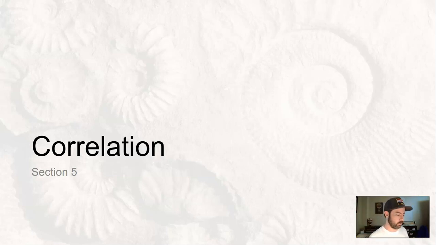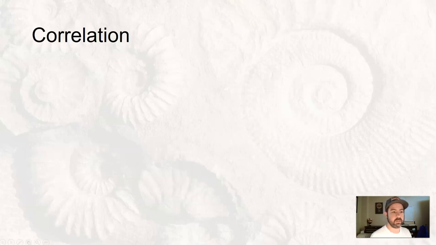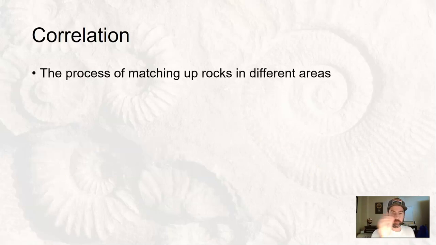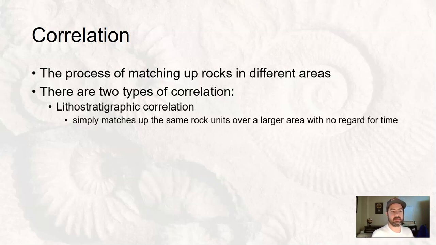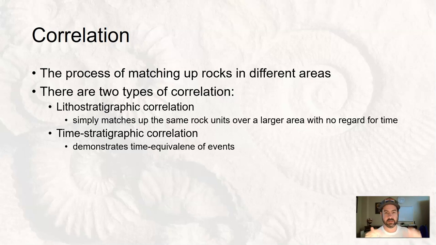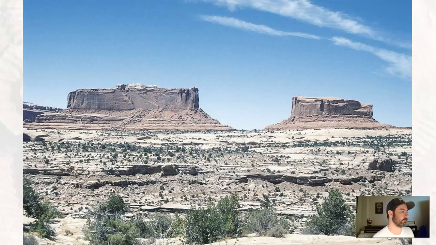Let's do this. So let's correlate everything together. Rocks, fossils, geologic time. How is everything telling us everything? So correlation is the process by which we're matching up rocks in different areas. Not only by lithostratigraphic correlation, where we're matching over the rocks themselves, but also time stratigraphic correlation, matching up the time equivalents as well. Same rocks, same time, so that's correlation.